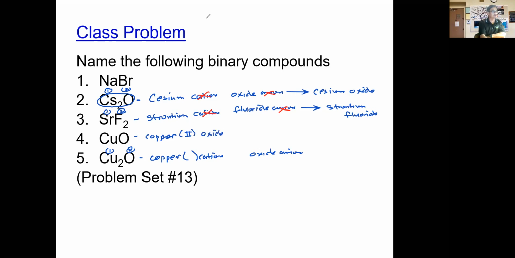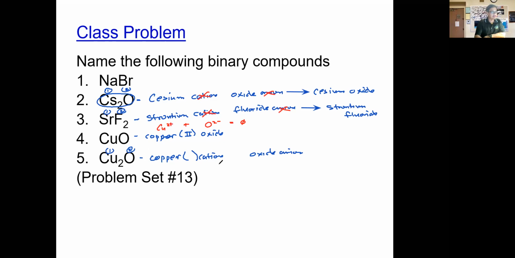And the reason for that was we were able to determine, and let's go ahead and write this down, that this copper here has a 2+ charge, because the oxide here has a 2- charge. If you only have one of them, that one copper has to have a 2+ charge. Okay. Let's go back doing the same thing with this compound here.